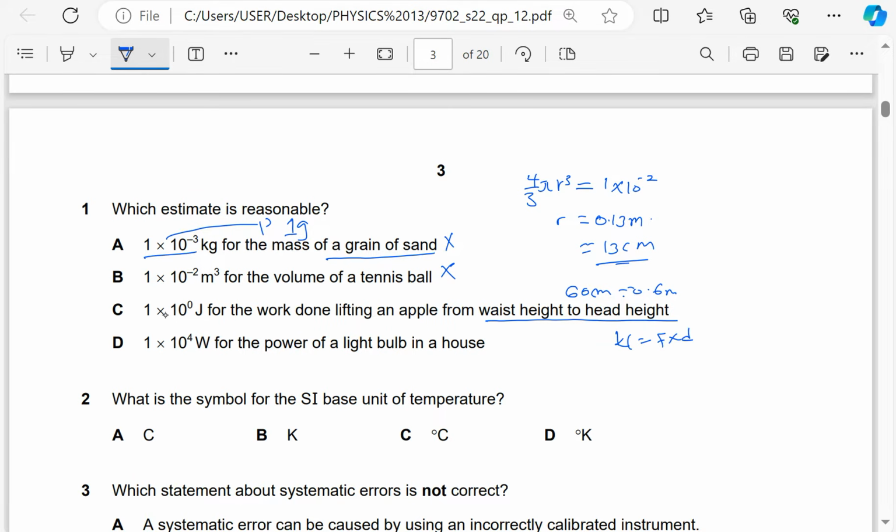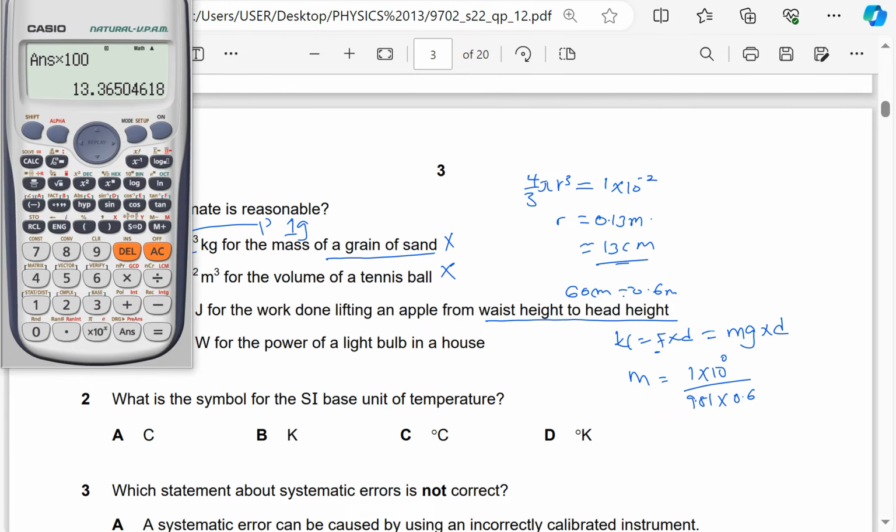So the work done has been given. So I'm trying to check the force. The force will be the weight. So this will be the mass of the apple times g, then times the distance which has been given. So I'm making m the subject. M is going to be the work done, which is 1 times 10 to the power of 0, divided by g, which is 9.81, times d, which is 0.6.